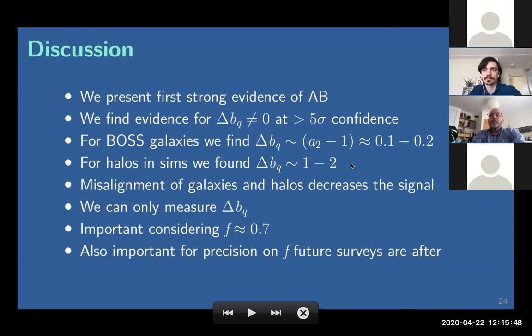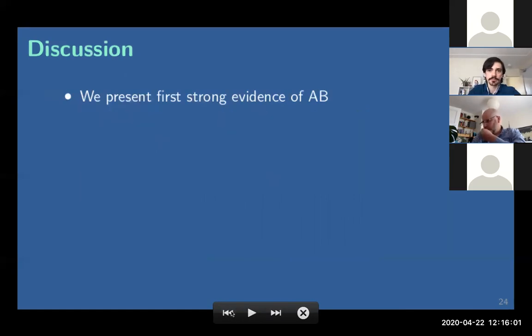So are we allowed to ask questions? Yeah, of course. Okay, so Andrej, this K dependence of delta B, did you see that in simulations as well?